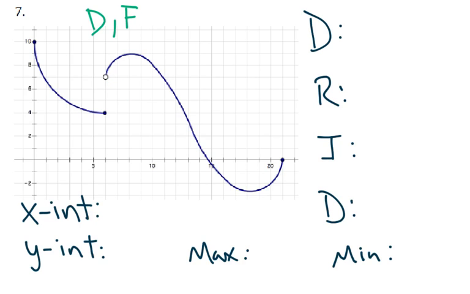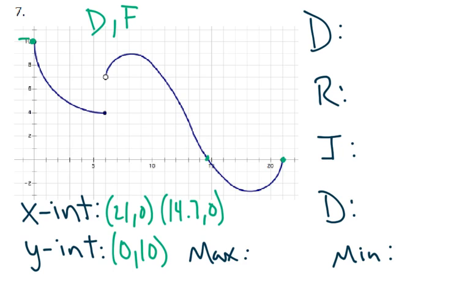Okay. So should we start with x-intercept? Sure. We've got an x-intercept here at 21. So 21, 0. X-intercept here at about 14.7, we'll say. So 2 x-intercepts. And a y-intercept here at 0, 10. Which also, that's our highest point, right? So that would be our maximum, 0, 10.